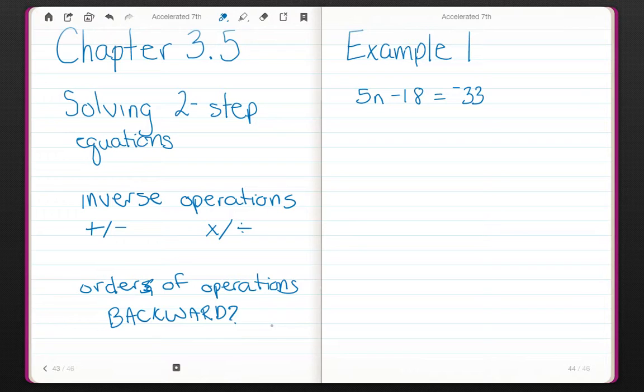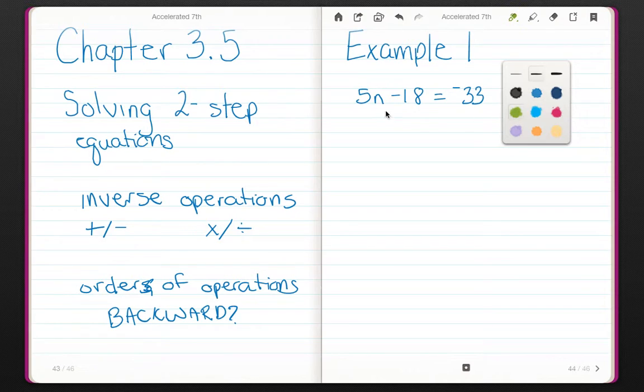Well, let's look at example 1. Here in this problem, 5n minus 18 equals negative 33. If I knew what n was, I would multiply 5 times n first. Then I would subtract 18, and that would equal negative 33. But because I don't know what n is, I have to kind of be a detective. And I have to work backwards to figure out where I started from. So to do that, I'm going to start with getting rid of the subtraction by using the inverse operation.